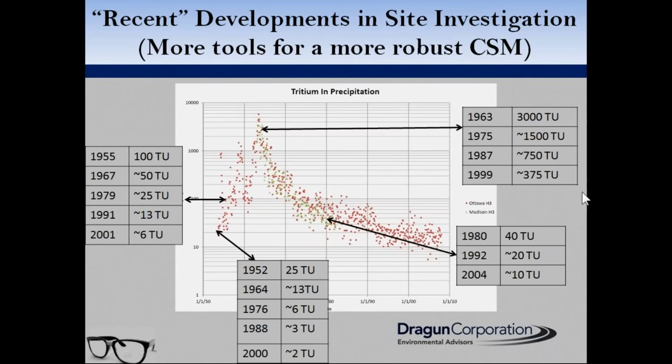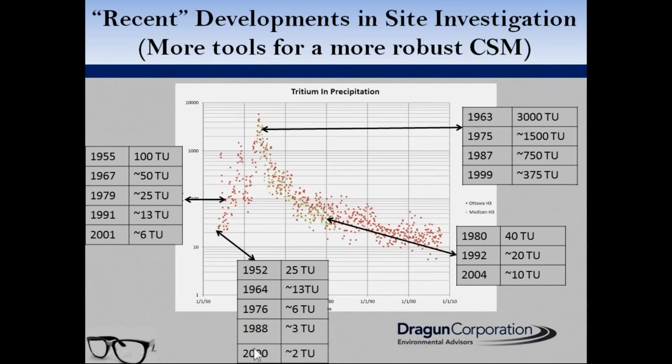So here I've done some simple calculations that if we started in 1952 at 20 tritium units, or 25, that one half-life later, about 1964, you'd have 13 tritium units. Another half-life later, 76, you'd have 6, and so on. So any groundwater that recharged back here in the early 50s would have less than 2 tritium units in the year 2000.